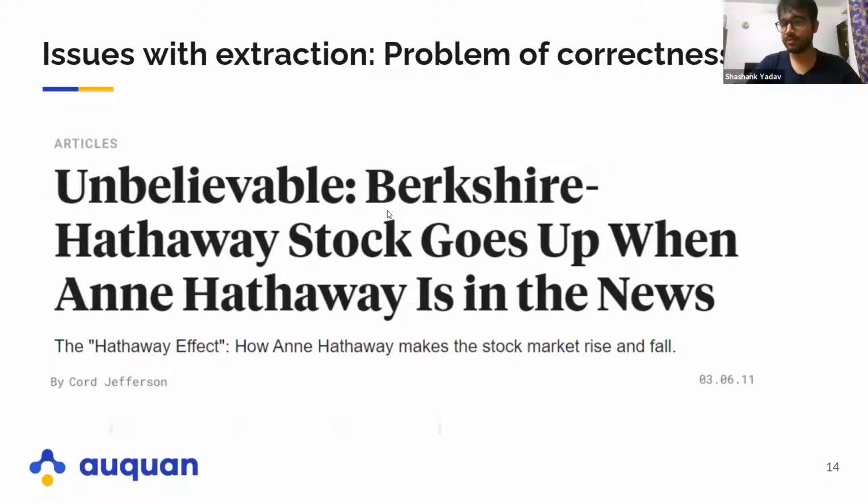So this is a problem of correctness as well. Even if you are able to extract entities out of news or any document, it is difficult to extract them correctly. And that can have unintended consequences, as we have seen.